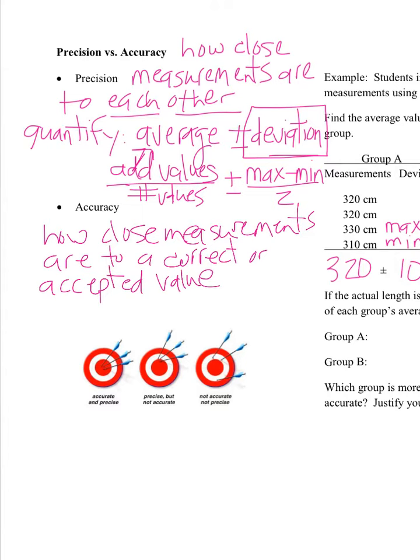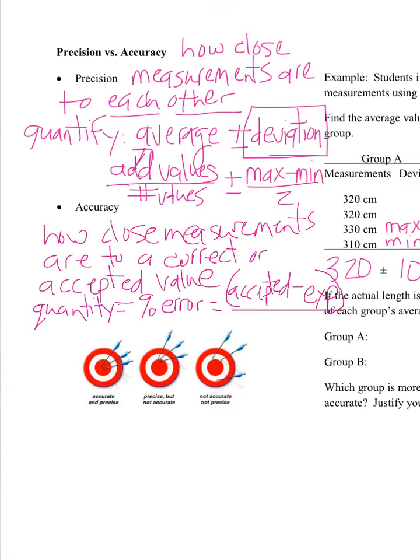Okay, the way that we quantify accuracy is what we call the percent error. To calculate the percent error, we take the accepted value minus what we got, the experimental value. We have to put that in parentheses here, and we're going to divide that again by the accepted value.